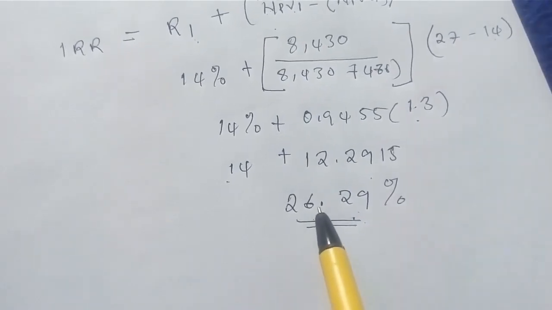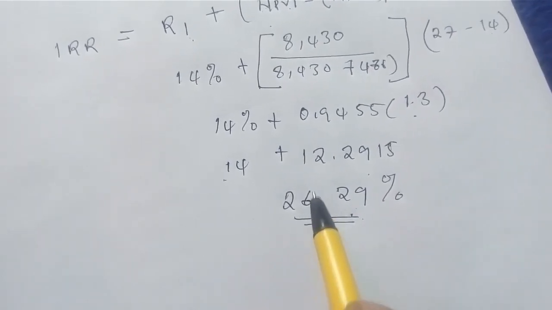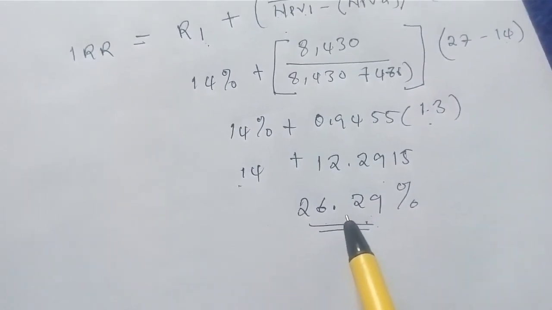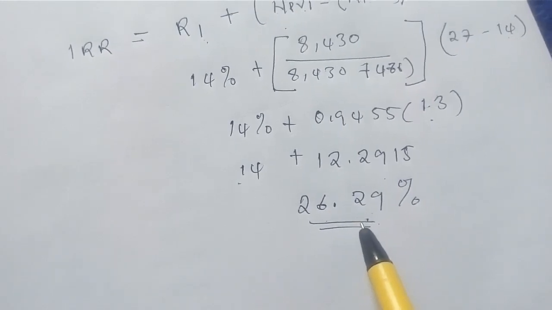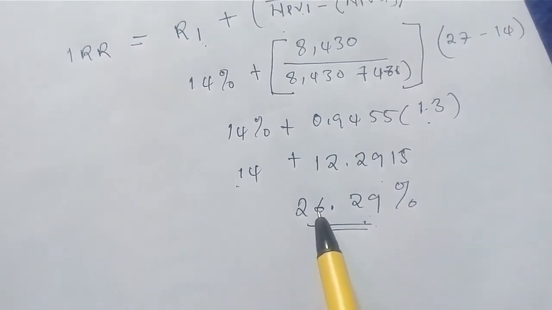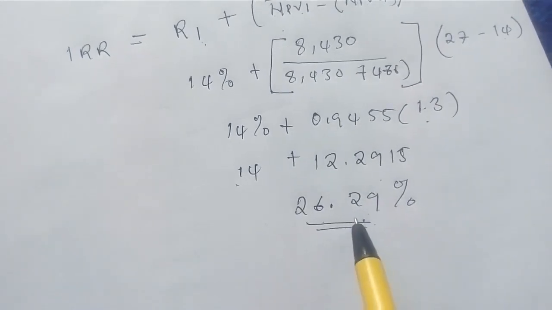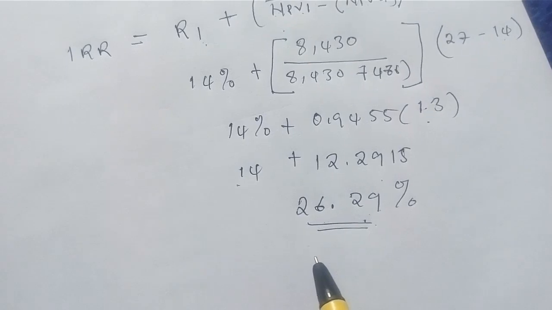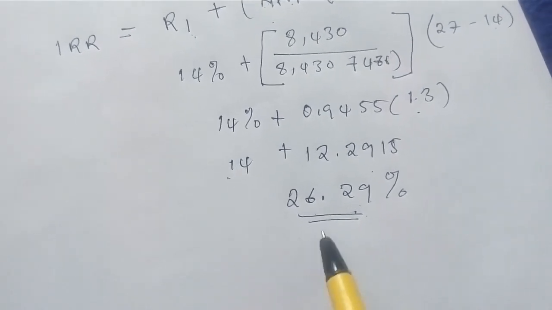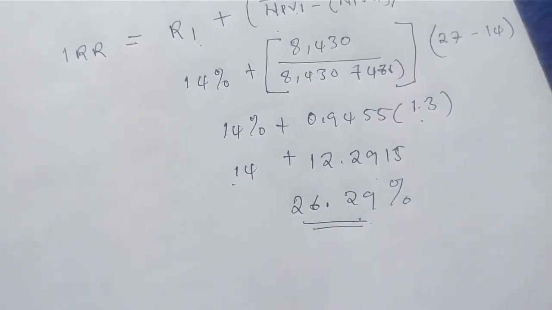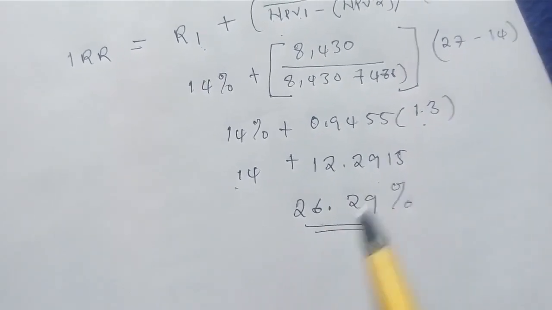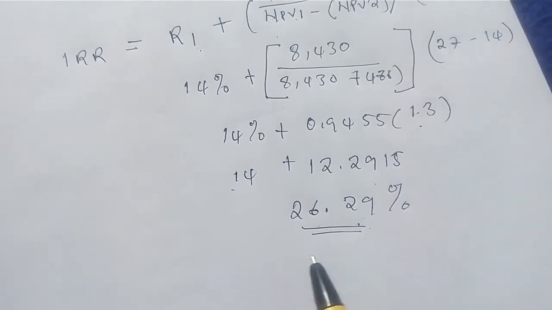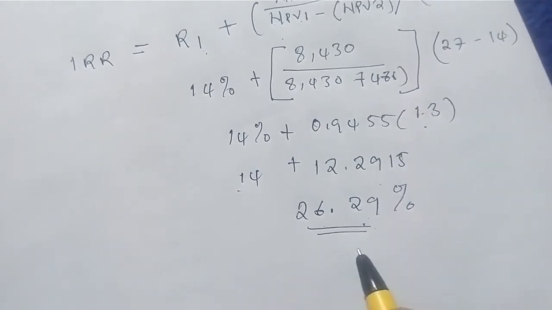The decision rule for the internal rate of return is that you accept the project if the internal rate of return is higher than the cost of capital or the required rate of return. So in this case, 26.29% is greater than the 14%, which is the cost of capital to the project. Then what it means is, at this rate, it's profitable because it's exceeding the cost of capital to an organization. So this is how we calculate the internal rate of return.